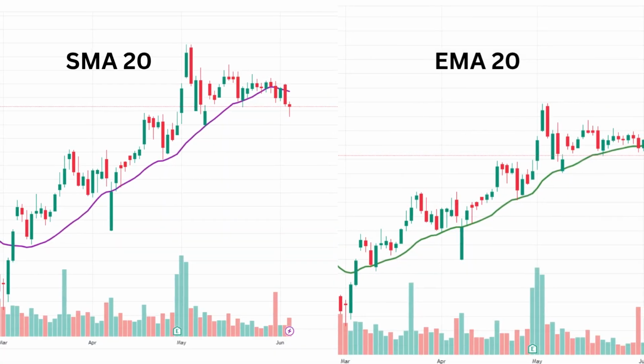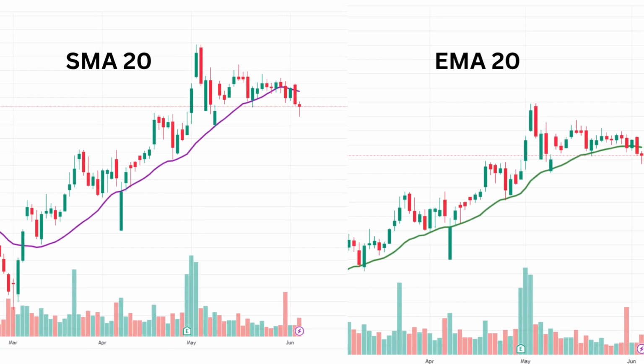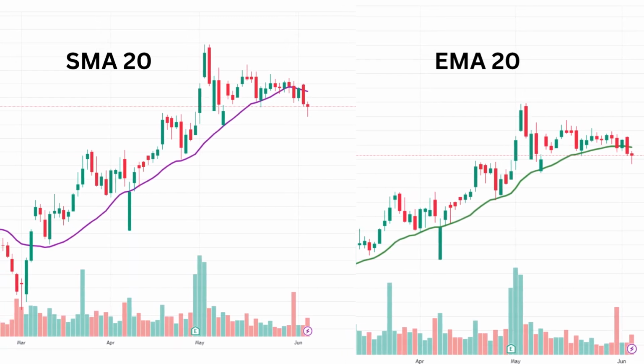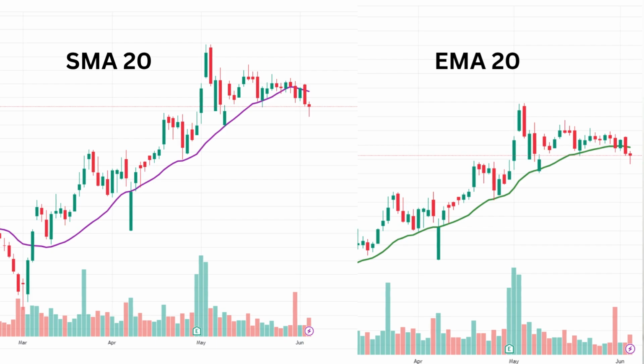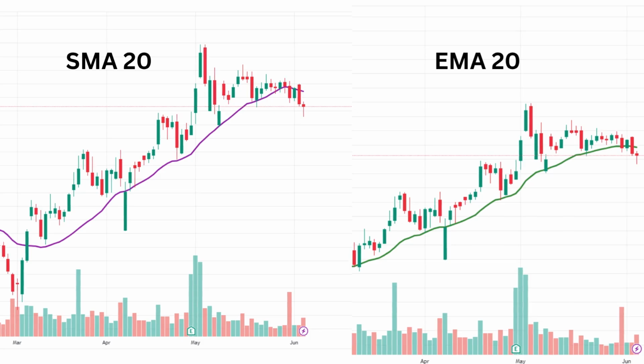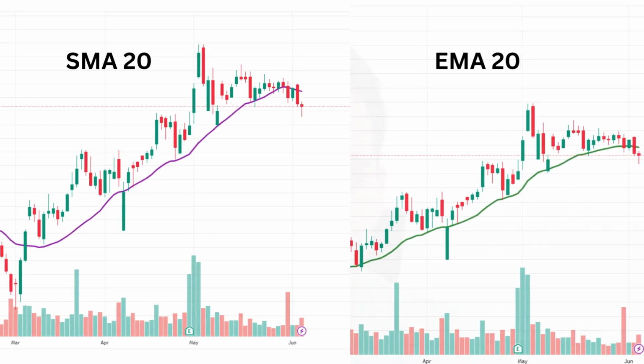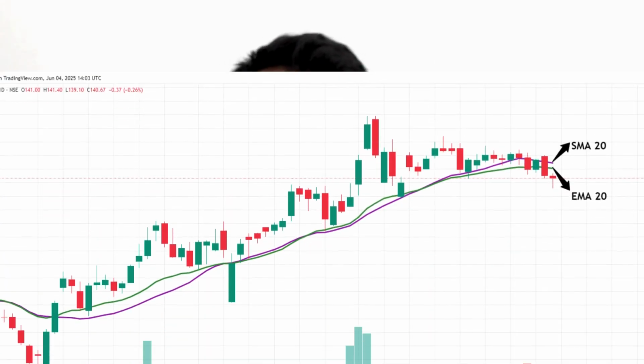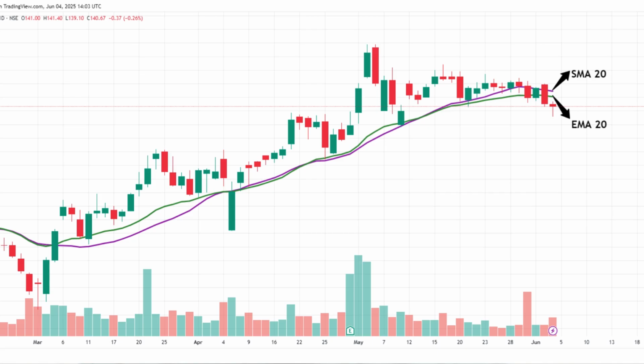So an SMA calculates the average price evenly over a chosen period. For example, a 20-day SMA just adds up the 20-day closing prices and divides by 20. On the other hand, the EMA gives more weight to the recent price. So that's why it reacts faster to price changes, which makes it better for short-term signals.